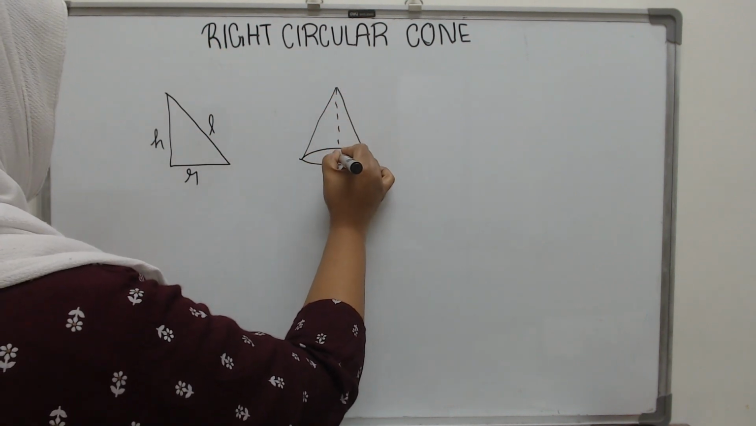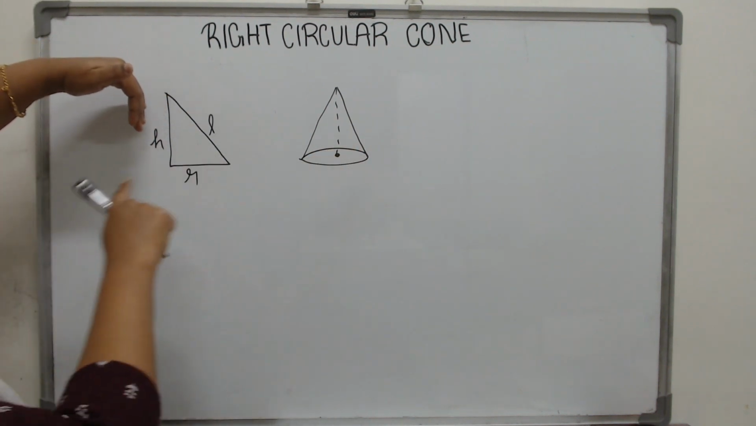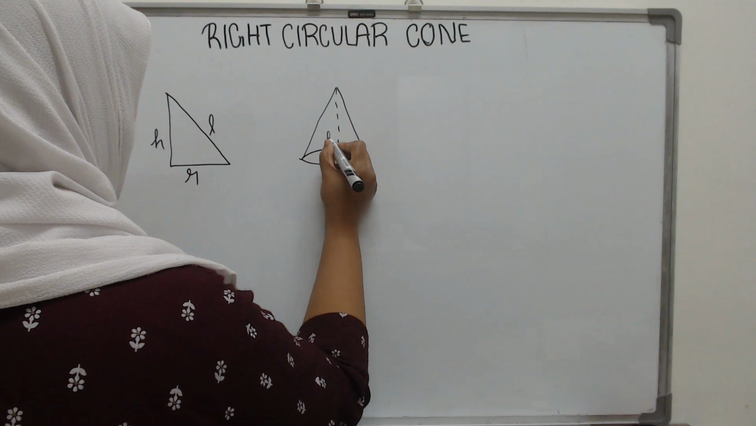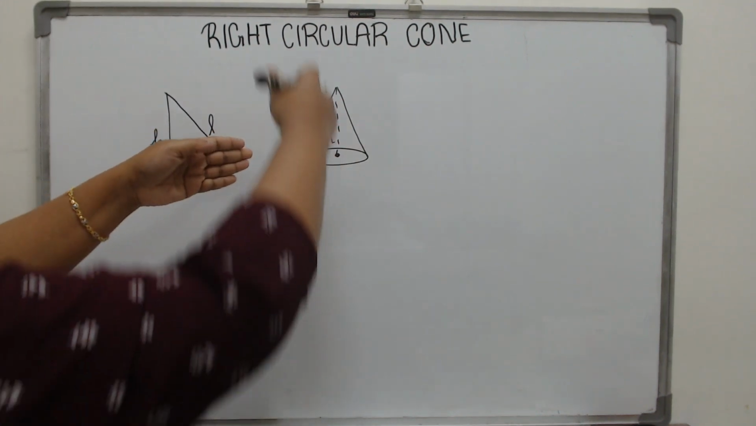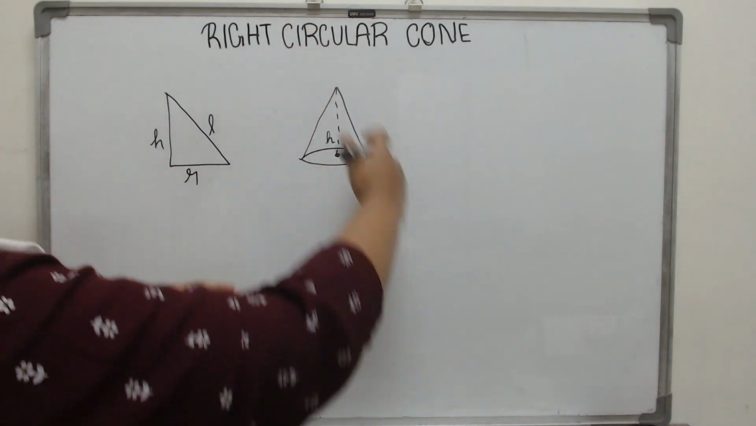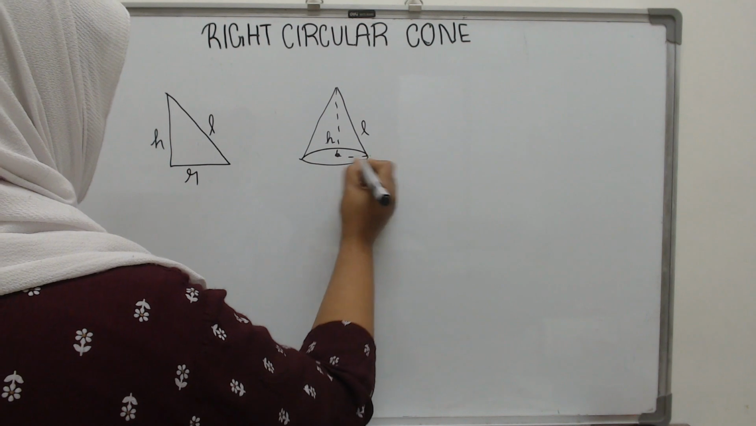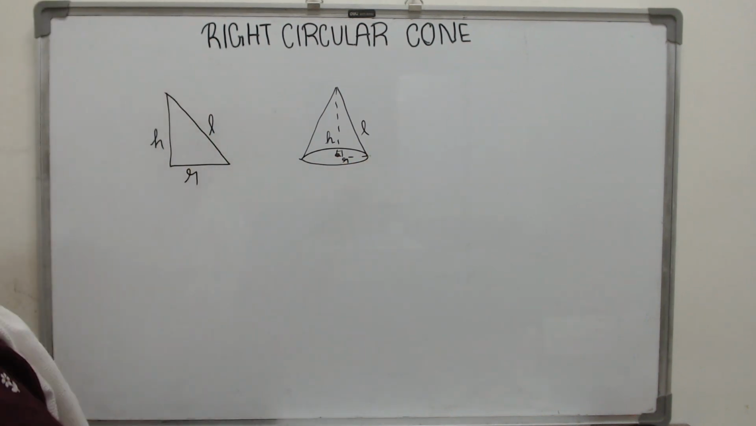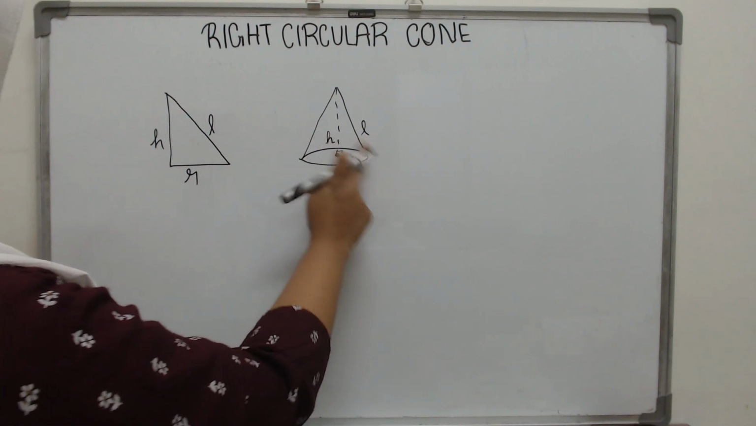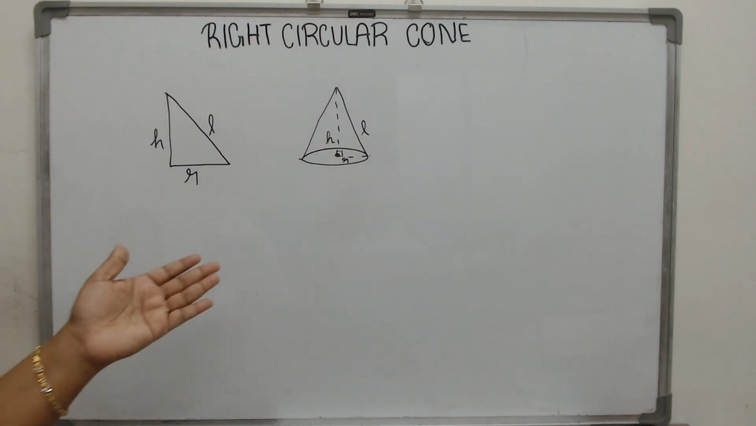And what will this height be? We fixed H and revolved the triangle around it. So this will be our H. Now what used to be your hypotenuse will be this slanting height. The slanting line you see, that will be your L. And this is your R. So now you see it forms a right angle. So the base looks like a circle. So the circular part, that is why we call it a right circular cone.